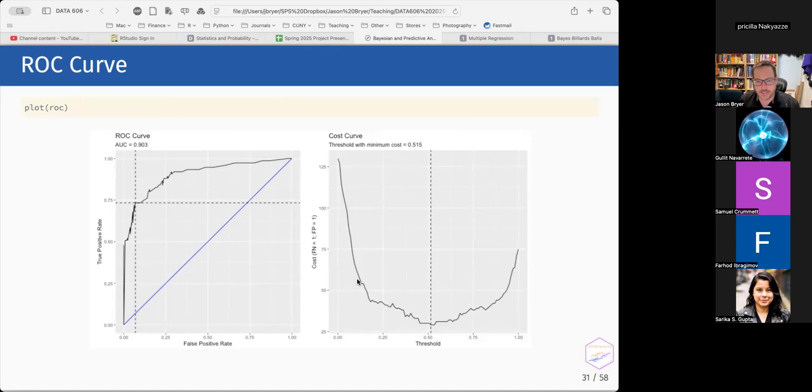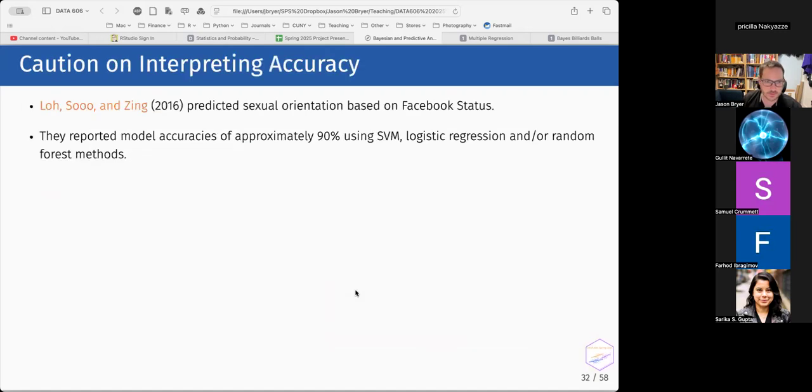You could also look at it in terms of a cost curve. This is something you might want to do if you want to weight type 1 versus type 2 errors differently, in the same way we talked about with the null hypothesis. Okay. So the last thing I really want to talk about here is the caution on interpreting accuracy.